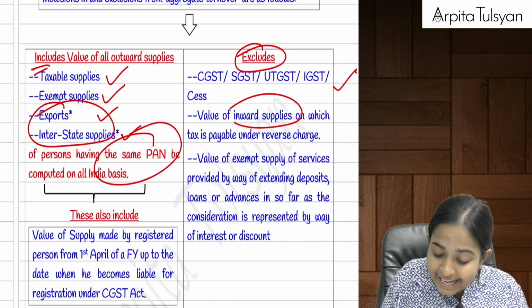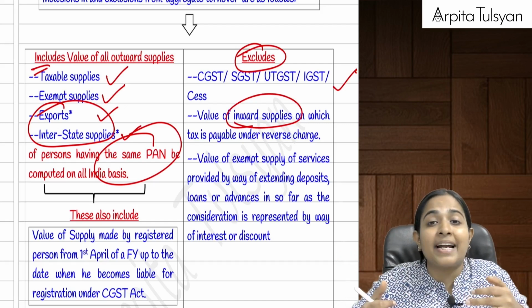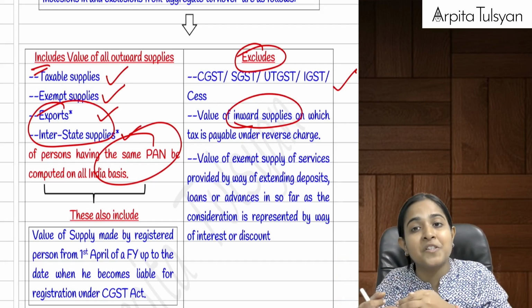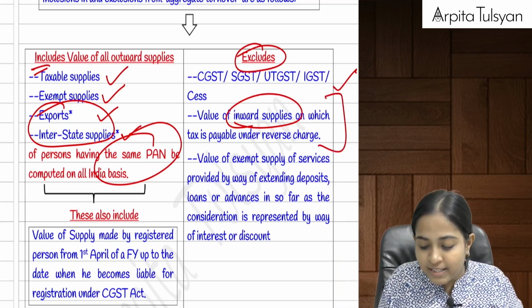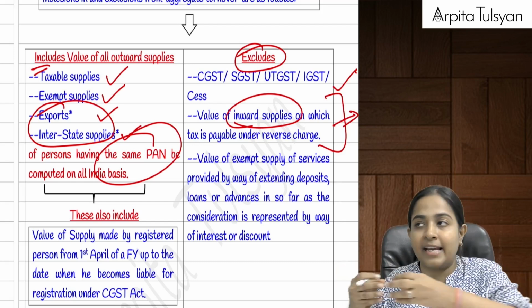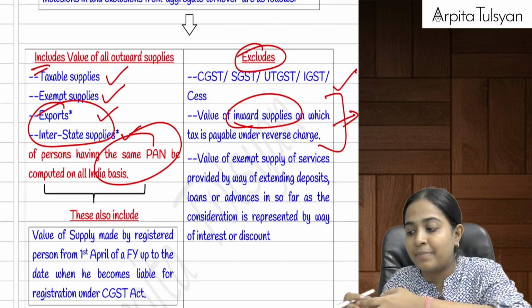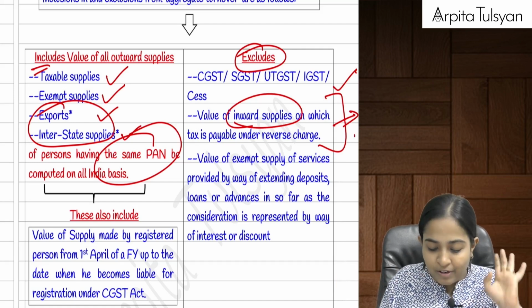Also all the inward supplies on which he has paid tax on reverse charge, because that is not his turnover. Those were my purchases on which I was just liable to pay tax under RCM. So this is not my outward supply. The value of inward supply on which you paid tax on RCM does not mean that it is your outward supply, so that will not be considered.